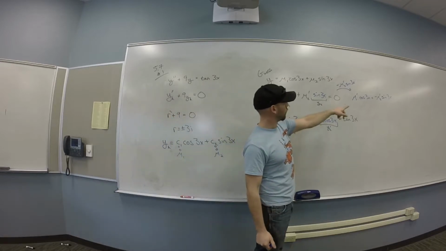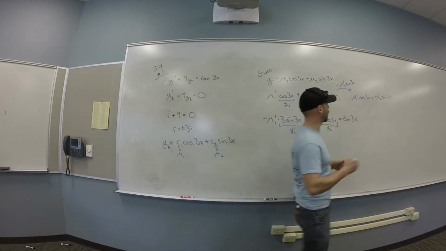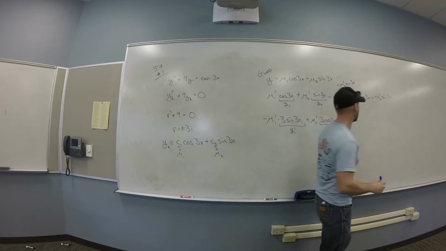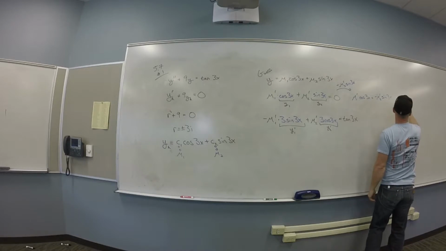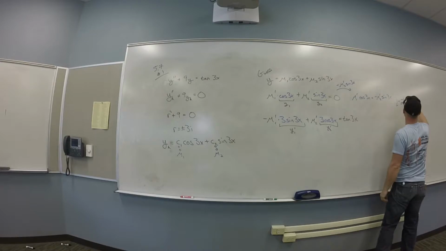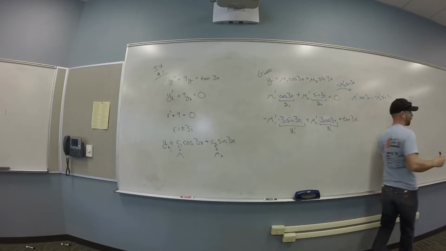Let's see, so over here, you want to divide by cosine of 3x. So multiply by 1 over cosine of 3x. And while you're at it, you may as well multiply by minus 1 over mu2 prime.